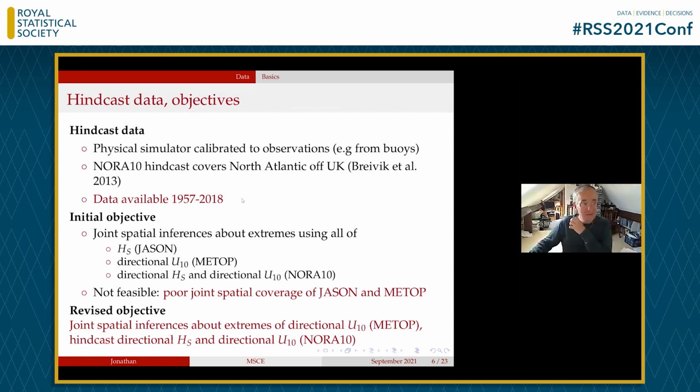The original objective of the work was to use altimetry, JASON, the satellites, to use scatterometry, METOP, and NORA 10 together to build this multivariate spatial extremes model. But unfortunately, joint occurrences of JASON and METOP are really sparse. They're really rare. So it became very clear at the beginning that this was not going to happen. So what I'm going to talk about here is just an analysis built on METOP and hindcast data.